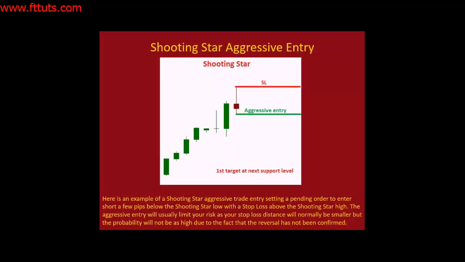Shooting star aggressive entry. Here is an example of a shooting star aggressive trade entry, setting a pending order to enter short a few pips below the shooting star low with a stop loss above the shooting star high. The aggressive entry will usually limit your risk as your stop loss distance will normally be smaller, but the probability will not be as high due to the fact that the reversal has not been confirmed.